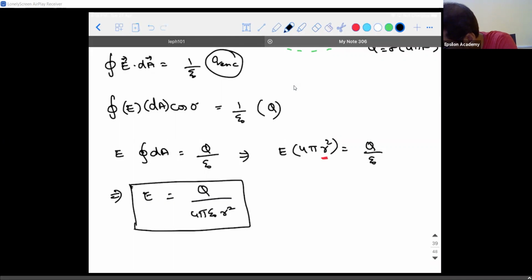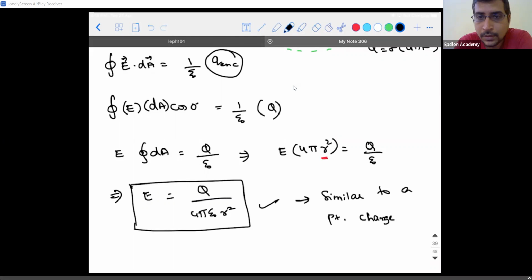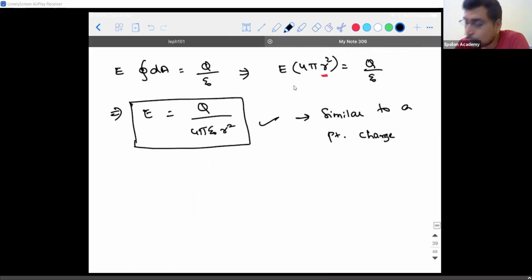So this is going to be the electric field due to a spherical shell outside. Right? Is this result not similar to a point charge? Due to a point charge also, it is Q by 4 pi epsilon naught r square. No? So it is similar to a point charge.